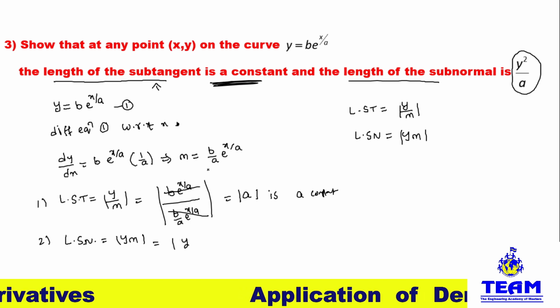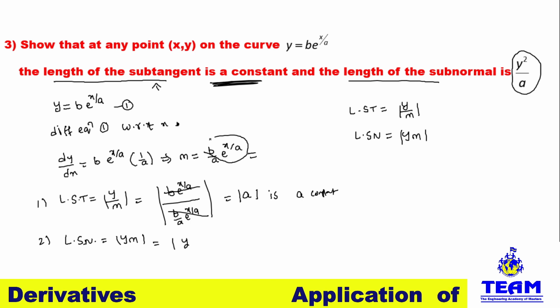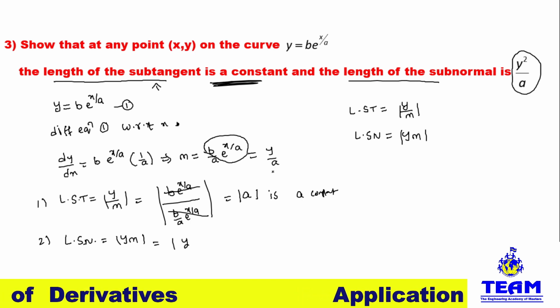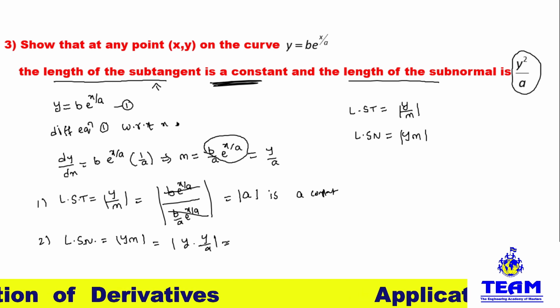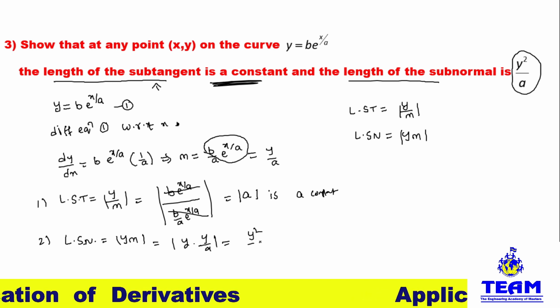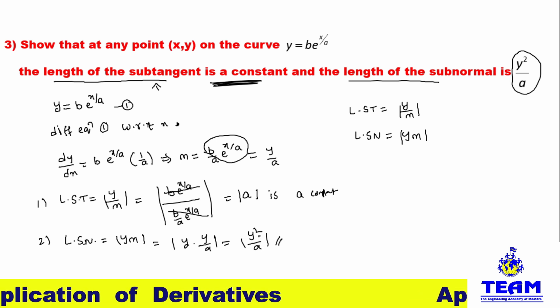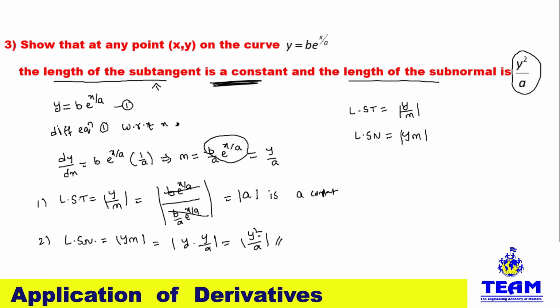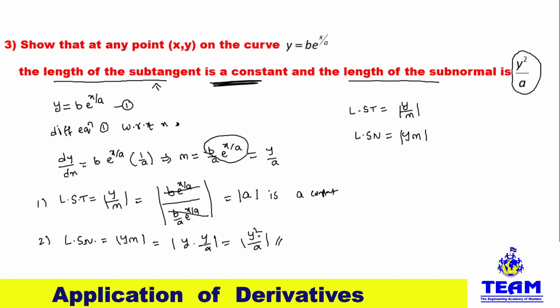Next from this, what can you write for m? You tell me friends, observe this one. What is the numerator? b e power x by a is nothing but y, so m is equal to y by a. If you multiply it, then you will have y squared by a. So we have proved it, yes. Like this, we have to solve the length of subtangent and subnormal formulas. From these three, you will get one short answer question, friends. Thank you for watching this video.